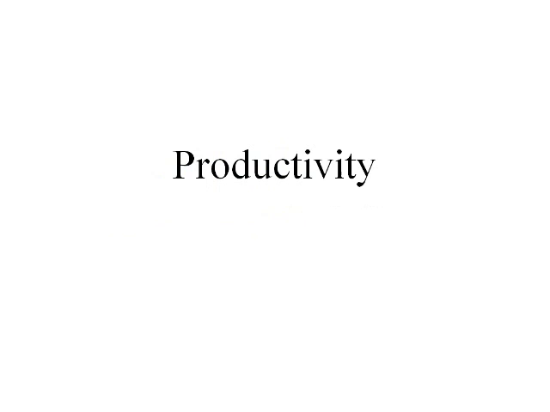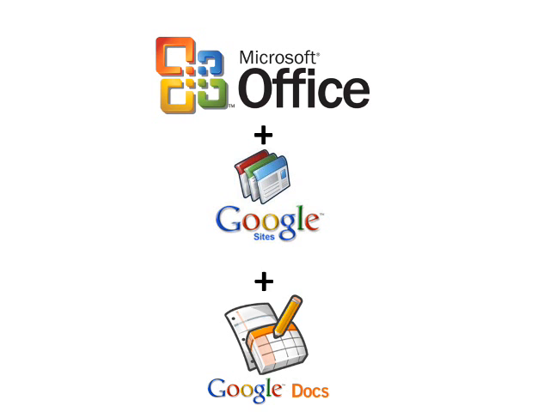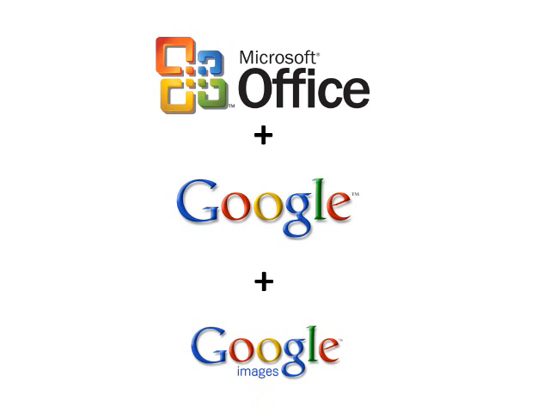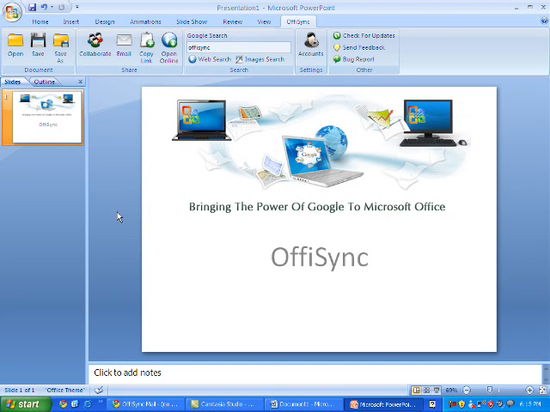OffiSync is a lightweight productivity add-on that extends Microsoft Office with the powerful collaboration capabilities of Google Sites and Google Docs. OffiSync also integrates with Google's web and image search to help you use web content when creating documents and presentations.